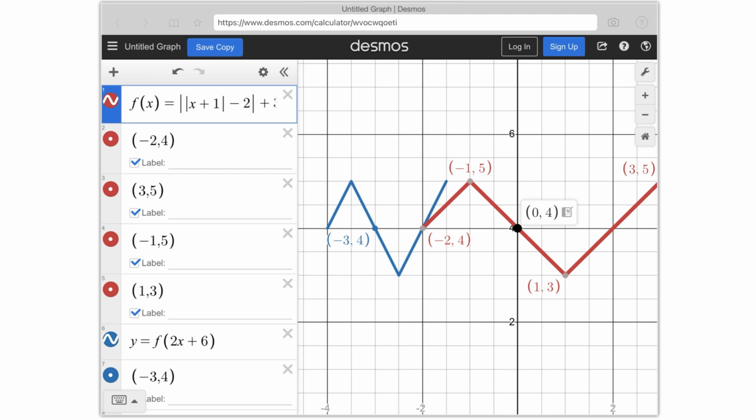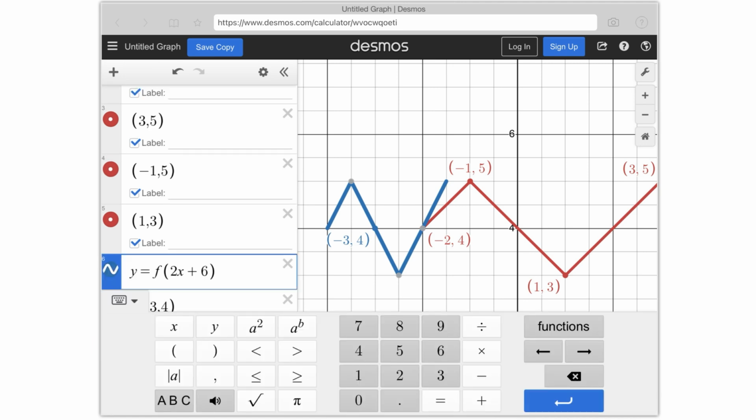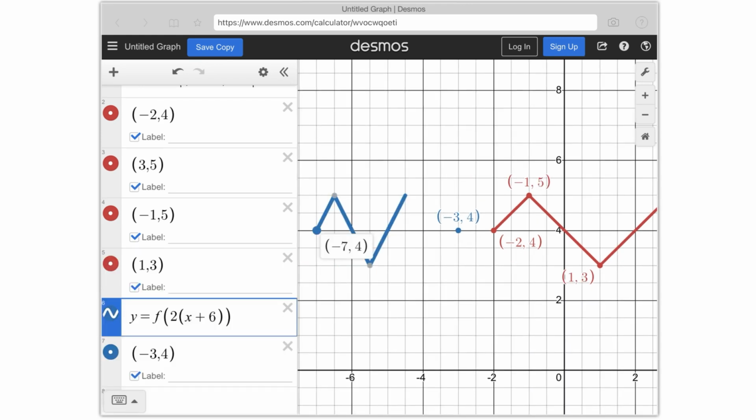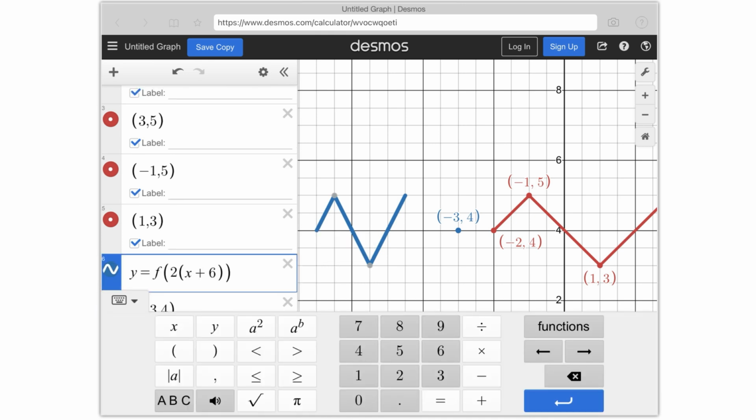What I'm going to do is actually rewrite this transformation equation for us by putting an extra set of brackets. Now, if I do that, suddenly the graph pops over there, and now we have a point over at -7 and 4. This graph is moved 6 left. But this obviously isn't the same equation that I had because I've changed it. If you multiplied it out, this would be 2x plus 12.